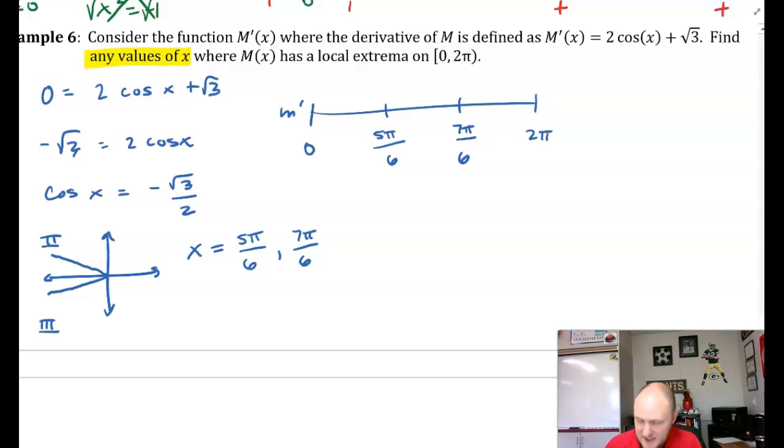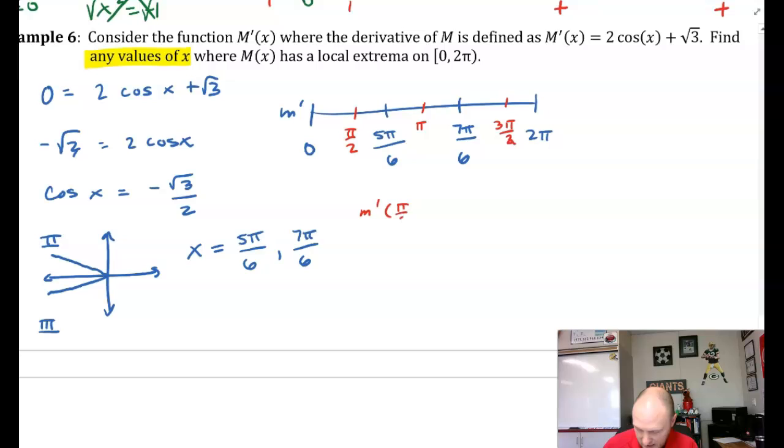So the best ones to test for trig are quadrantals, if your critical values allow you. So for 5 pi over 6, one value I would test is pi over 2. Between 5 pi over 6 and 7 pi over 6 obviously is pi, and then after 7 pi over 6 is 3 pi over 2. So we can go ahead and plug these in.